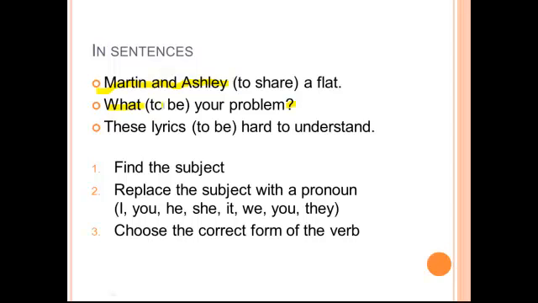And the last one is also a plural. That means more than one, because it says these lyrics. And they are the subject, because they are the ones that will be hard to understand. So that means it will be these lyrics, which is they, and the correct form of to be will then be are. So these lyrics are hard to understand.